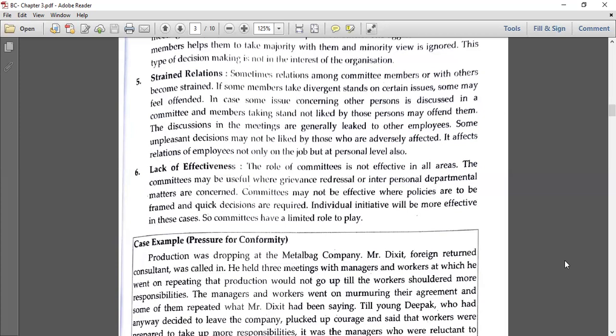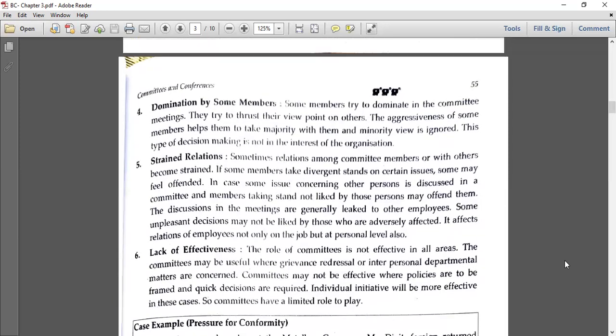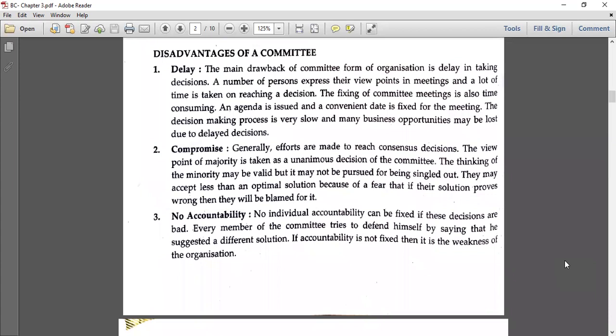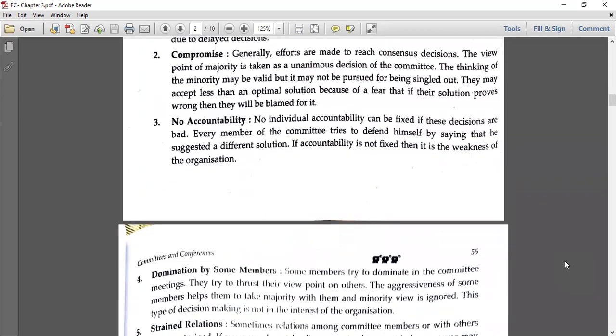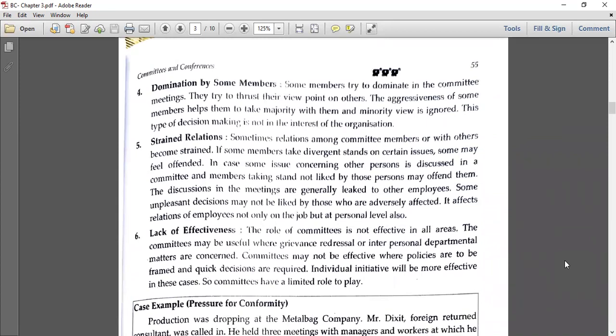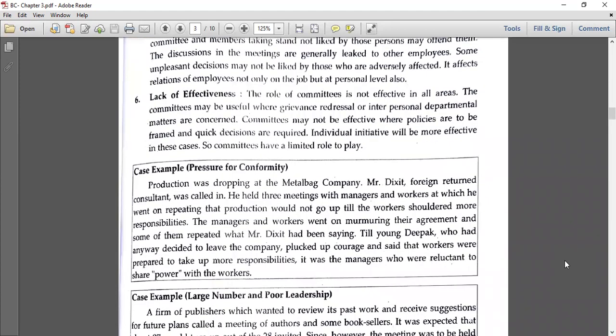In a way, we can say that a committee, when established, has very little jurisdiction. It can discuss thoughts, it can make some decisions, but implementing those decisions, making them compulsory, is all up to the managerial personnel. And so the decision making done through a lot of processes by the committee may lack some kind of effectiveness, and this effectiveness must be restored by the workings of the organization. So we have seen 6 disadvantages. One is delay, second is compromise, third is no accountability, fourth is domination by some members, fifth is strained relations, and sixth is lack of effectiveness.